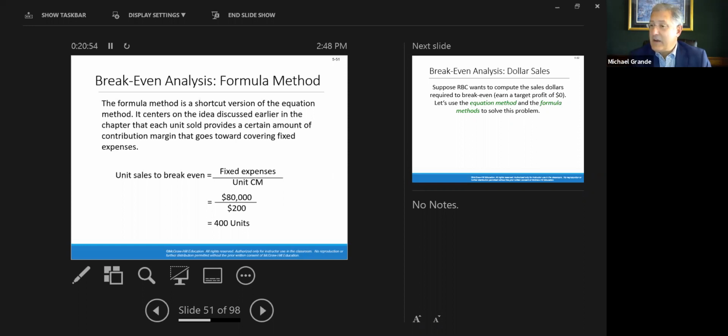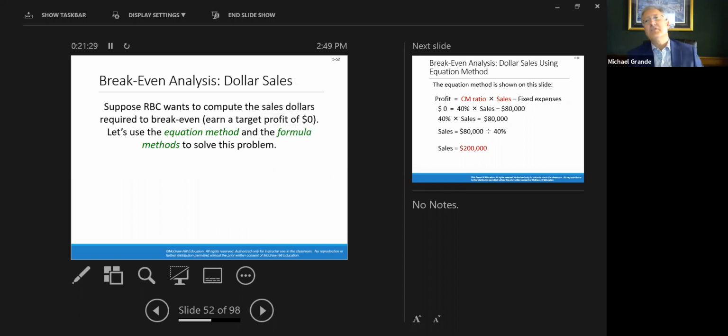And this is the given fact pattern we've been working with. Fixed costs were $80,000. The contribution margin per unit is $200: sales price $500 minus variable expenses of $300. Therefore, they need to sell 400 units to break even. Also remember, 400 units times $200 of contribution margin per unit equals $80,000, which is the fixed cost.